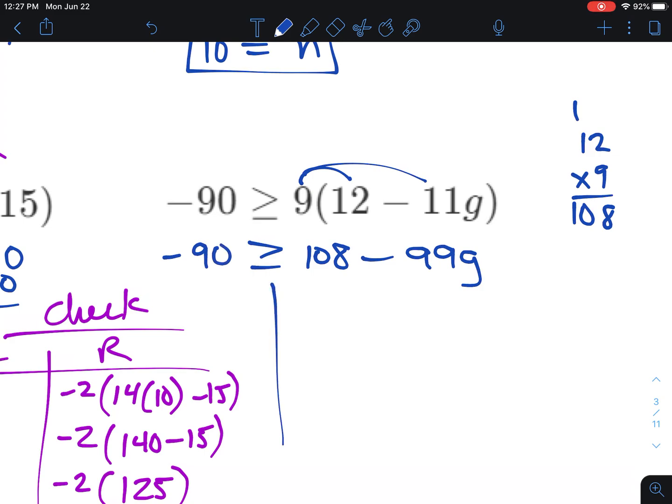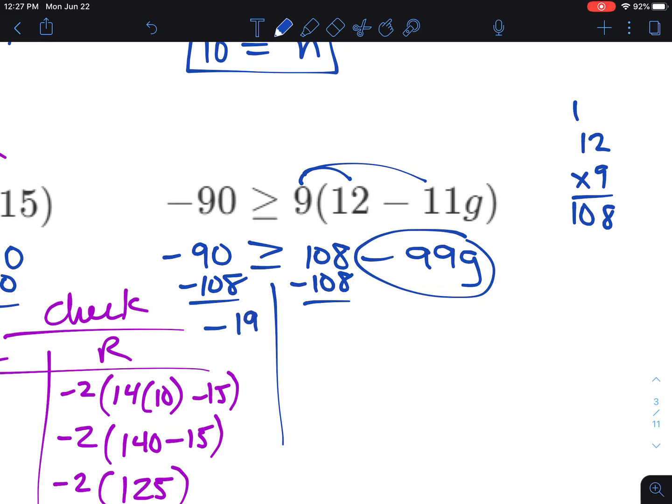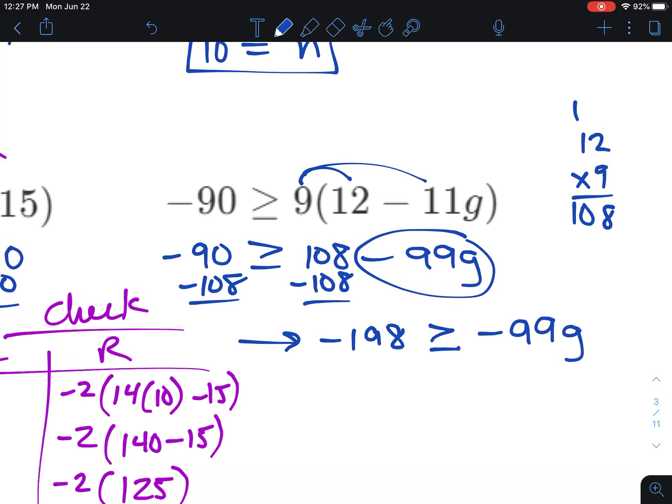This is a two-step inequality, so we're going to circle the variable, get rid of this 108. So this would be negative 198. I'm going to slide this over a little bit so I've got more room. Negative 198, keep the symbol, is greater than or equal to negative 99g. Okay, I want to get g by itself. I'm going to divide both sides by a negative. When you're dividing by a negative, the symbol is going to flip the other way. It's going to point the other way.